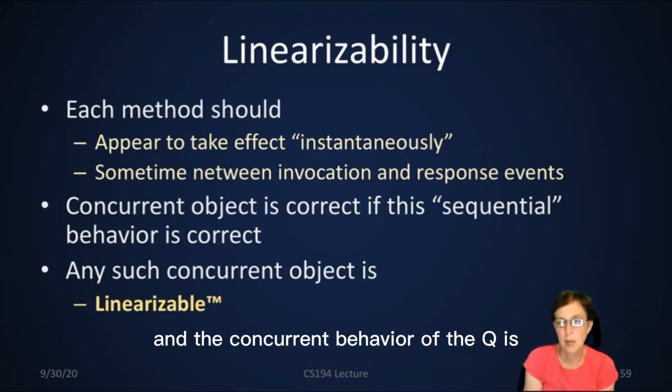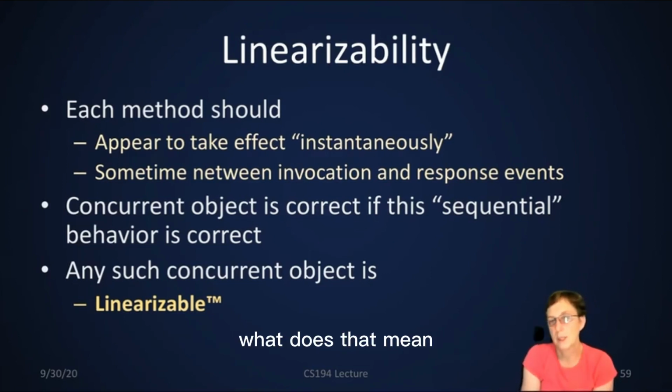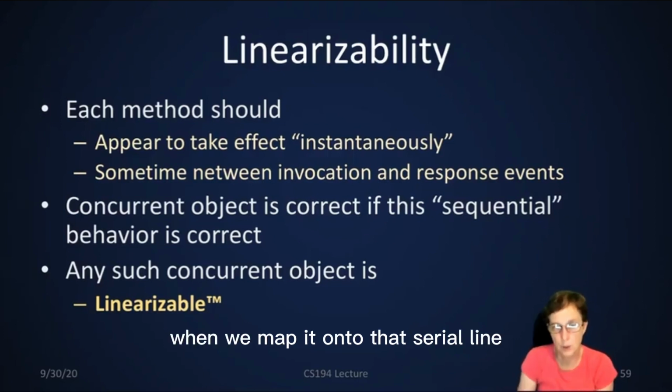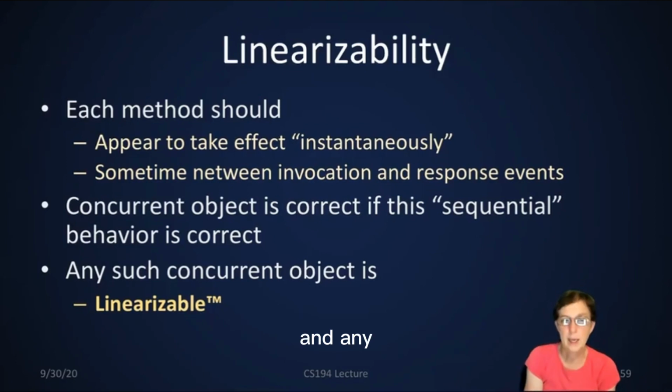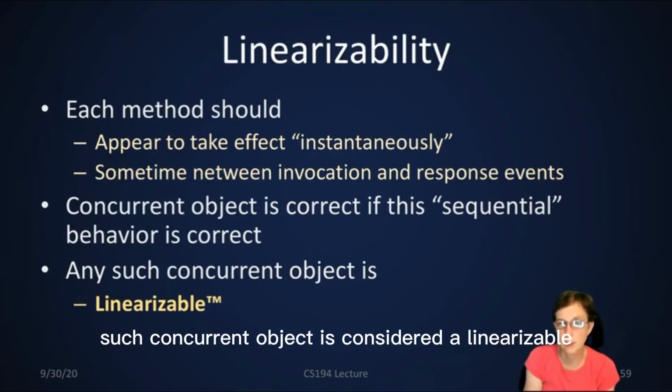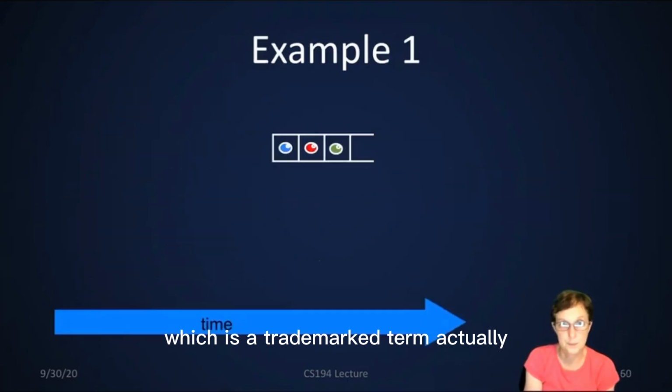And the sequential behavior of the queue also has to be correct. What does that mean? It just means that when we map it onto that serial line, it's got to behave like a FIFO queue in this case. And any such concurrent object is considered linearizable, which is a trademarked term, actually.